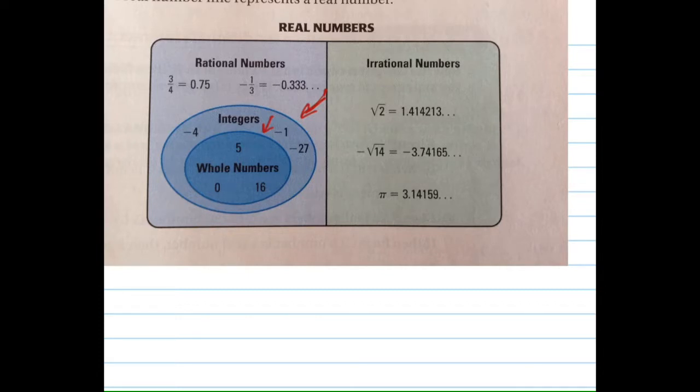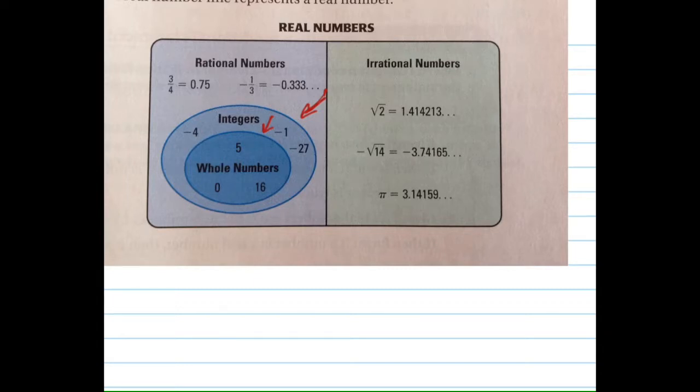Now the other half of the real numbers, and half I use as a loose term because it's not like half of the numbers are irrational. It's just the other part of the set is irrational. Irrational numbers are numbers that can't be written as a fraction of two integers. For instance, the square root of 2 can't be written as a fraction of two integers. It's a decimal answer that doesn't repeat the same pattern over and over again. Any square root of a number that is not a perfect square is going to be irrational.